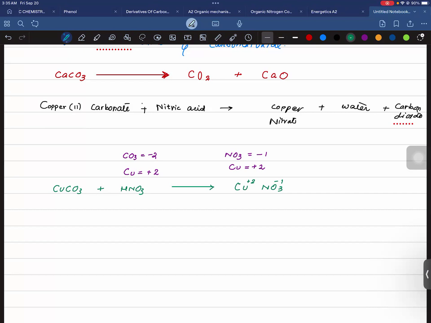So what am I supposed to do? This number I would be writing over here, and this number I would be writing over here. So as a result, I can say that it should be Cu(NO3)2.